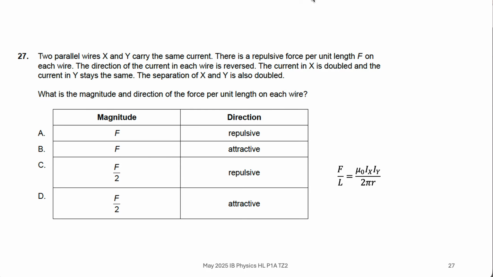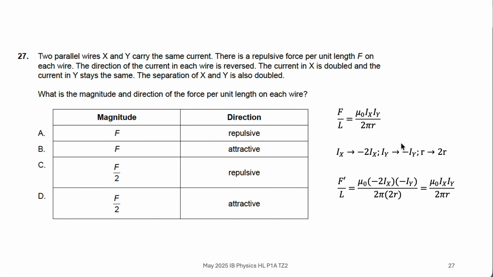So for this, we are going to use our equation F over L equal to mu naught Ix Iy over 2 pi r. And we're just going to see what happens when we change those numbers. And we're actually going to try and answer this question kind of all together. All right, we're going to look at what happens when Ix becomes minus 2x, Iy becomes minus y. Now here I'm treating our current as a vector. Those of you in my lessons will know that current can be treated as a vector at times because it has direction. And r is becoming 2r.